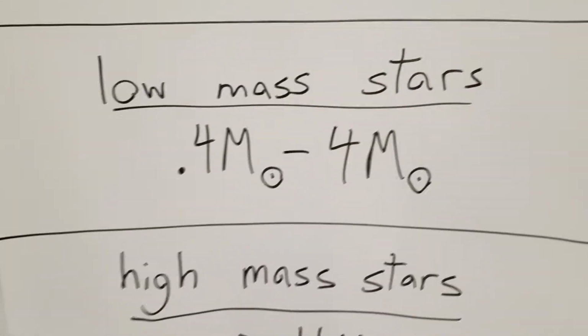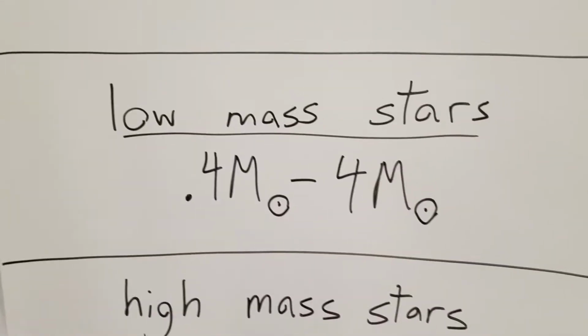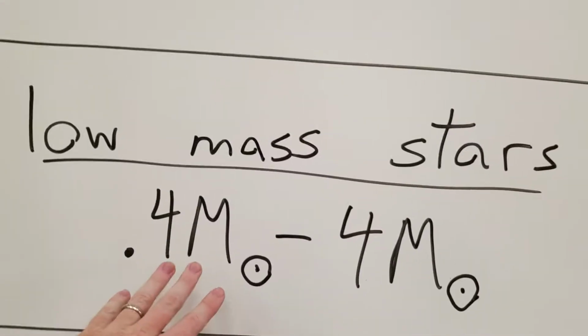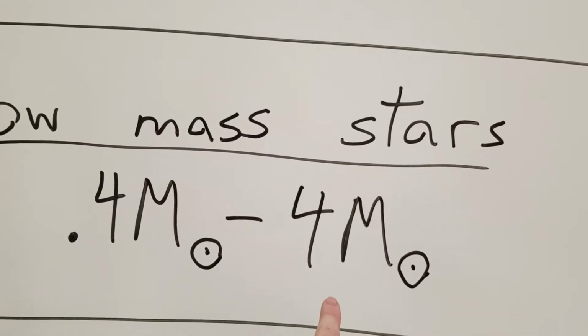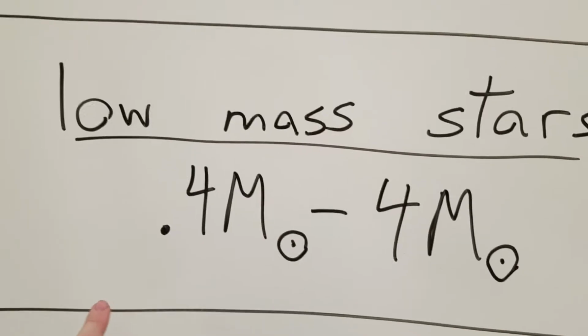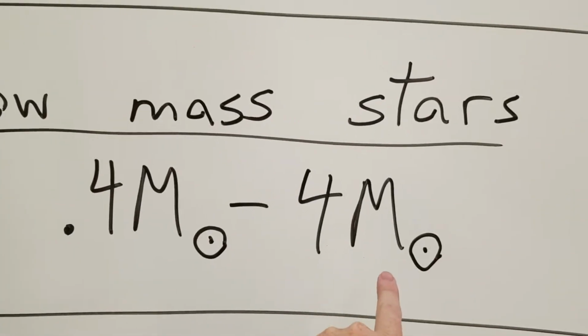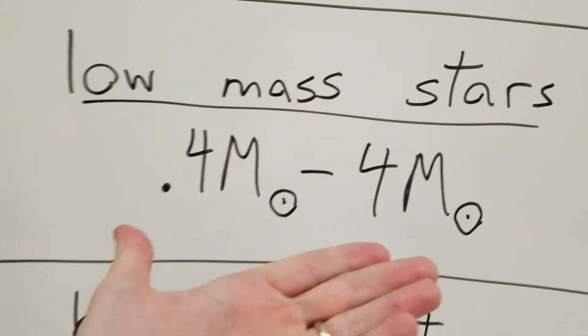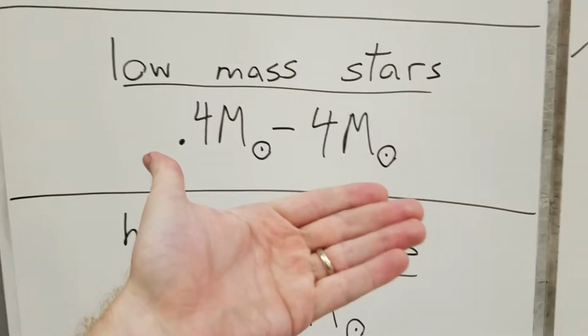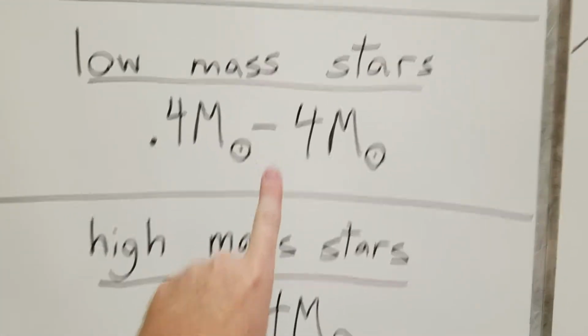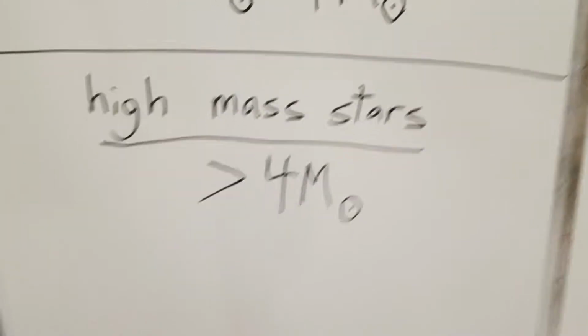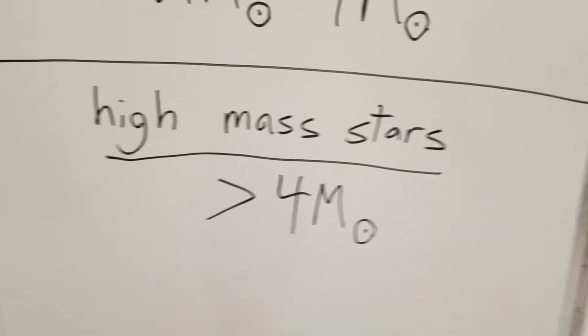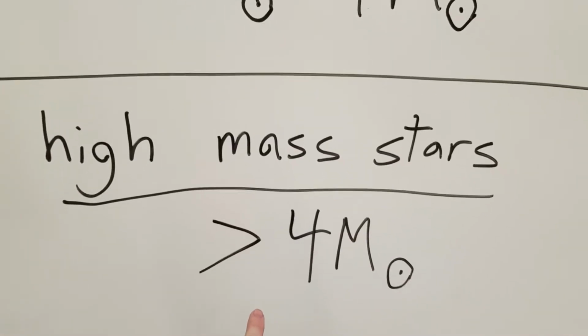Now, low mass stars are the medium category. They're between 0.4 solar masses and 4 solar masses. So between smaller than our sun and about 4 times the size of our sun. That means that our sun is a low mass star because it is 1 solar mass. And then the final category of stars are high mass stars, which are greater than 4 solar masses.